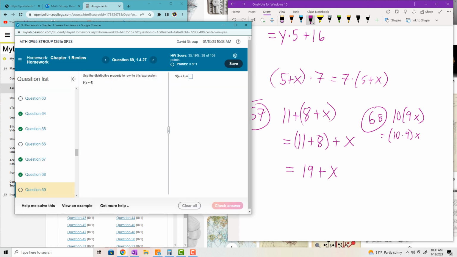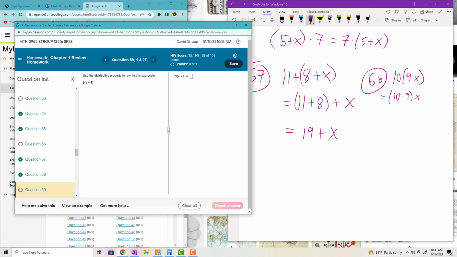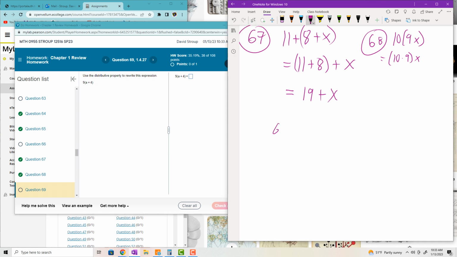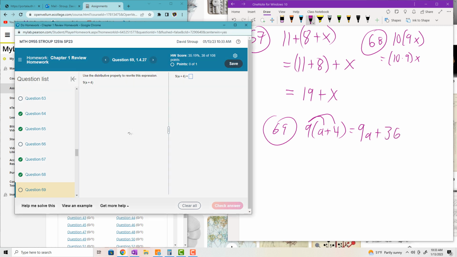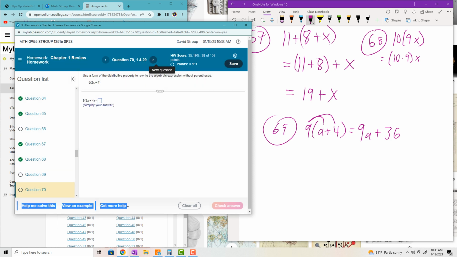All right. Distribution property, so hopefully you kind of know what that is. 69, 9 times a plus 4. So you just multiply these two numbers. So it'd be 9 times a plus 9 times 4 is 36. And that should be it. Let's skip ahead. That'll be 10x plus 20.